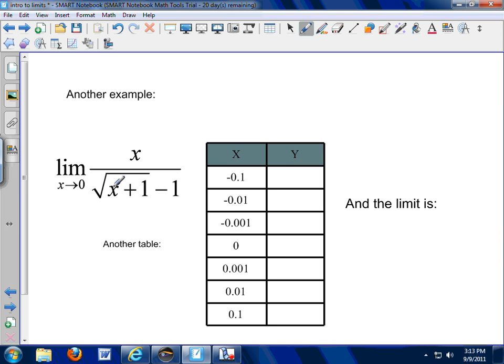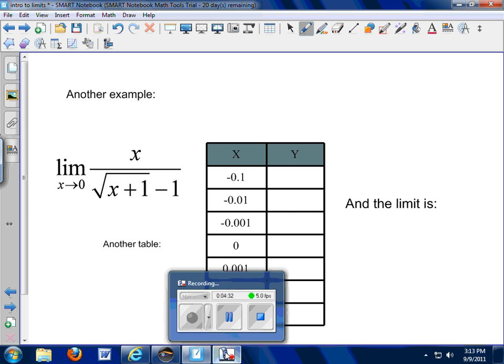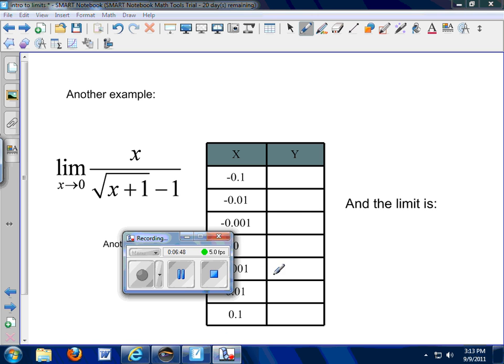Another problem. If I plug 0 in here, 0 plus 1 is 1, square root of 1 is 1, 1 minus 1 is 0. I get 0 on the bottom, I get 0 on the top. Trouble. Okay, we need to figure out what's going on. We're going to go to another table. You stop, I'll stop. We'll get back when we have some numbers here. Ready, go. Boom, there they are.